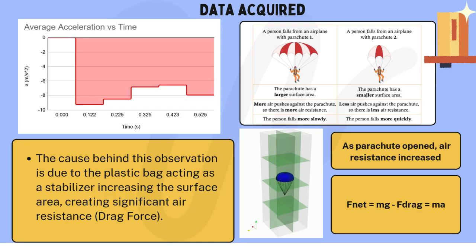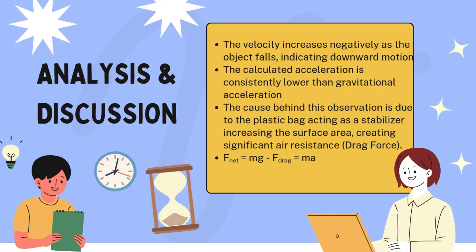Looking at the force analysis, we can see that the net force of the overall object started as the mass times gravity, but is decelerated due to the drag force caused by the increased air resistance, thus giving a final acceleration lower than gravitational acceleration. Hence, the velocity increases negatively as the object falls, indicating downward motion, where the calculated acceleration is getting increasingly lower due to gravitational acceleration being decreased by the air stabilizer or parachute attached to the object, and as it falls and expands, the surface area increases, which creates a significant air resistance or drag force acting on the object.